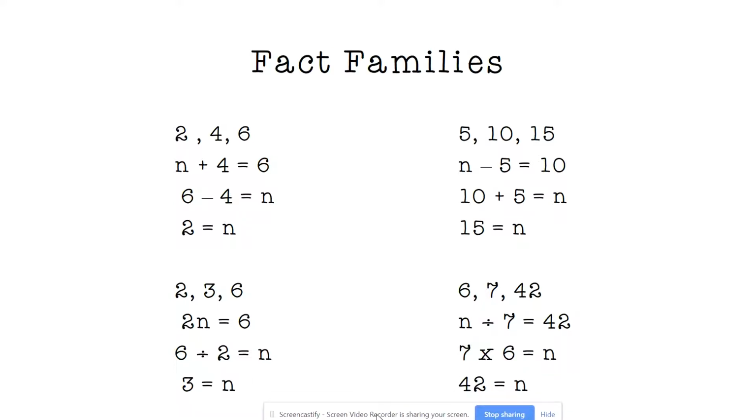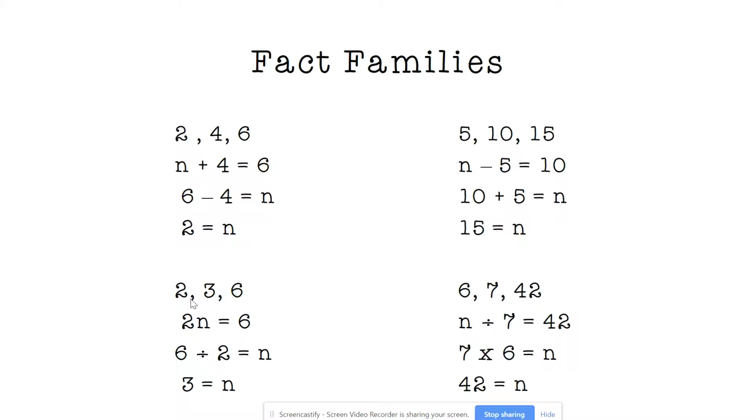In this other example, we have 5, 10, and 15. Our equation is n minus 5 equals 10. We know that we have 10 and 5. In here, we're subtracting. So what do we do? We add 10 plus 5 equals n. We want to know what this variable is equal to. So 10 plus 5 equals 15. So that variable is 15. If we put 15 here, we subtract 15 minus 5, it's going to be equal to 10.